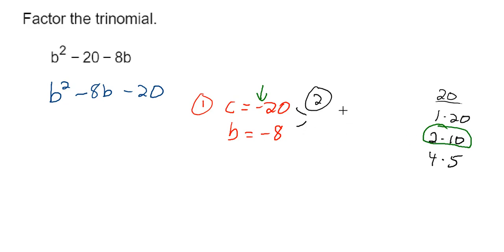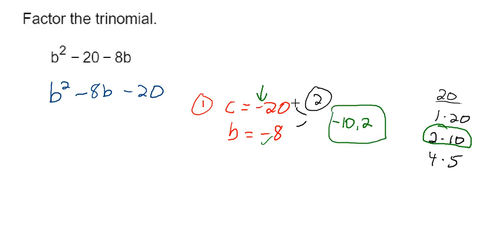But I want to make sure I set this up correctly, so I need to think about which one should be positive, which one should be negative. Because I want it to add up to a negative 8, I need the bigger number to be negative. So I need the 10 to be negative and the 2 to be positive. Negative 10 times 2 is negative 20, so it gives me the negative sign. Negative 10 plus 2 is negative 8.